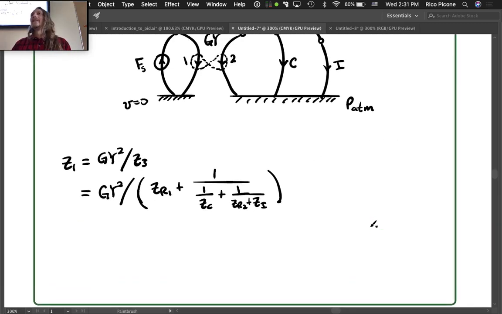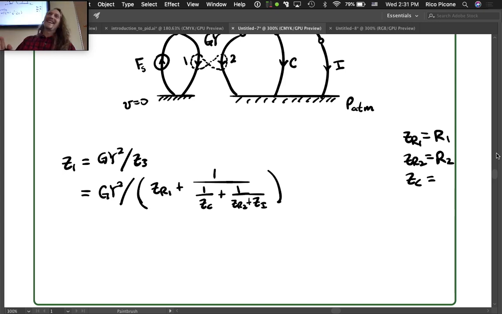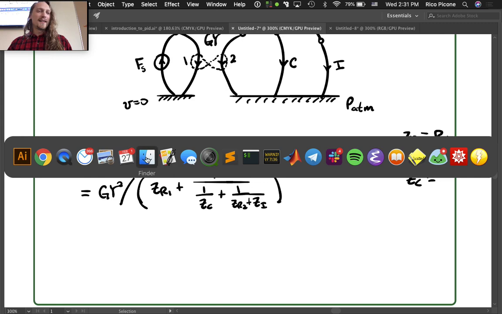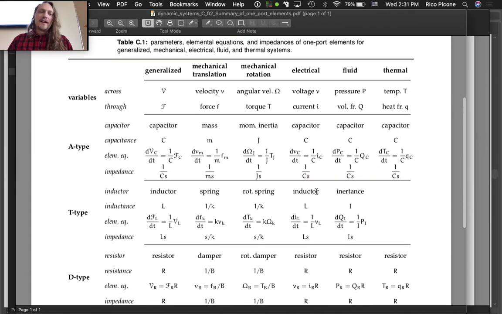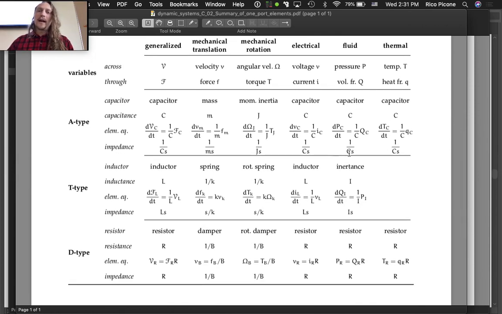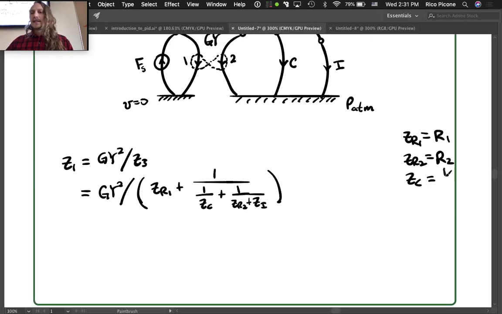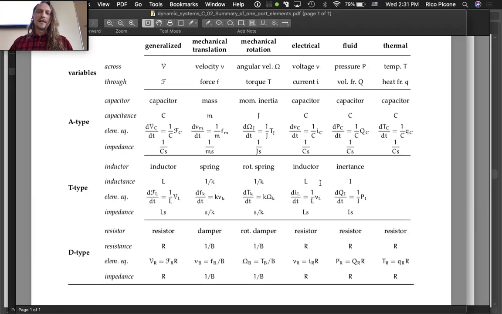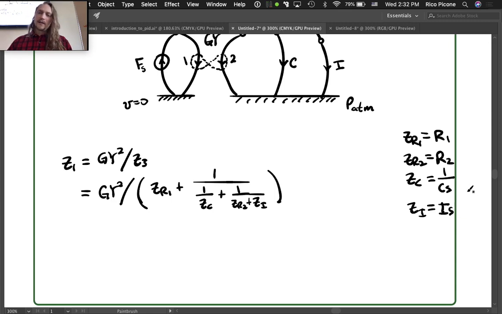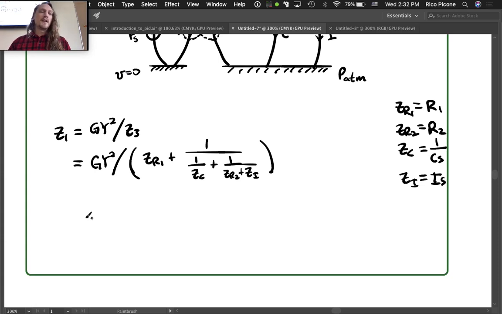And we're kind of done, right? I mean, that was the whole thing. We should clarify that ZR1 is equal to what? R1. ZR2 is R2. ZC is? No, it's not. But it was a good guess. Do you guys remember 1 over CS? If you want to use the table as a little cheat sheet, a fluid capacitor has impedance 1 over CS. And the inertance has impedance IS. Fluid inertance, IS is the impedance. Great.